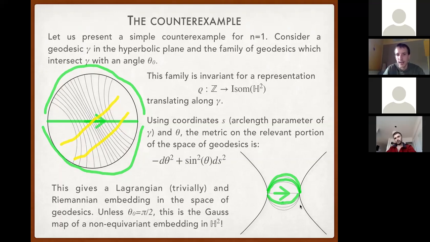Unless, of course, you take the angle to be theta over 2. In this case, the geodesics are orthogonal. In this case, you get really the yellow curve. If the geodesics form an angle pi over 2, then the yellow curve will be equivariant. But in all the other cases, they are not. So any questions so far?